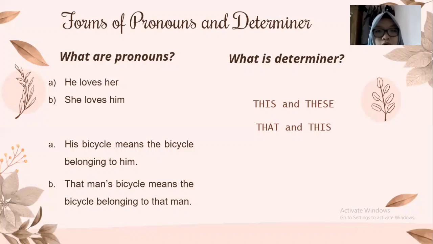Syntactically and semantically, these words fulfill just the same role as noun phrases with the apostrophe s. This is another example. His bicycle means the bicycle belonging to him. That man's bicycle means the bicycle belonging to that man.